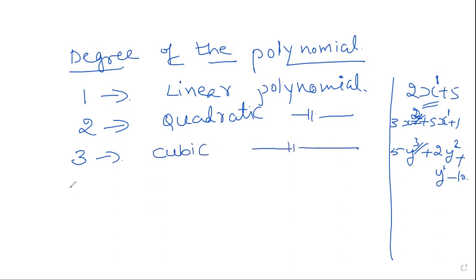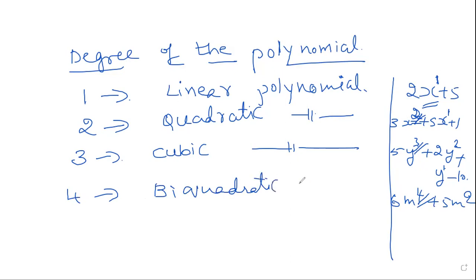Okay, children. Next, if there is m to the power of 4, 5m square, like that, the highest degree is 4. It is called a biquadratic polynomial. Understood, children? If the highest degree is 1, it is a linear polynomial. If it is 2, quadratic polynomial. If it is 3, cubic polynomial. If it is 4, we call it biquadratic polynomial.